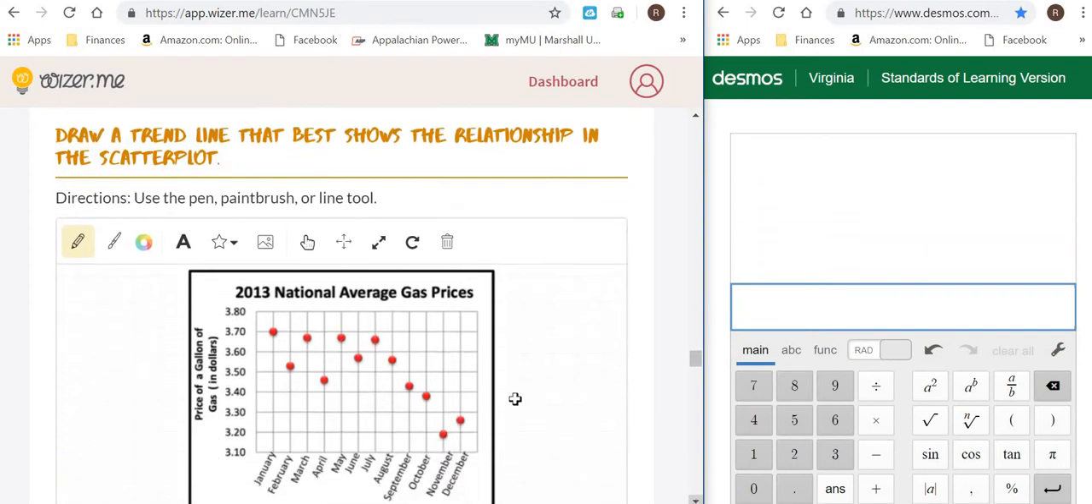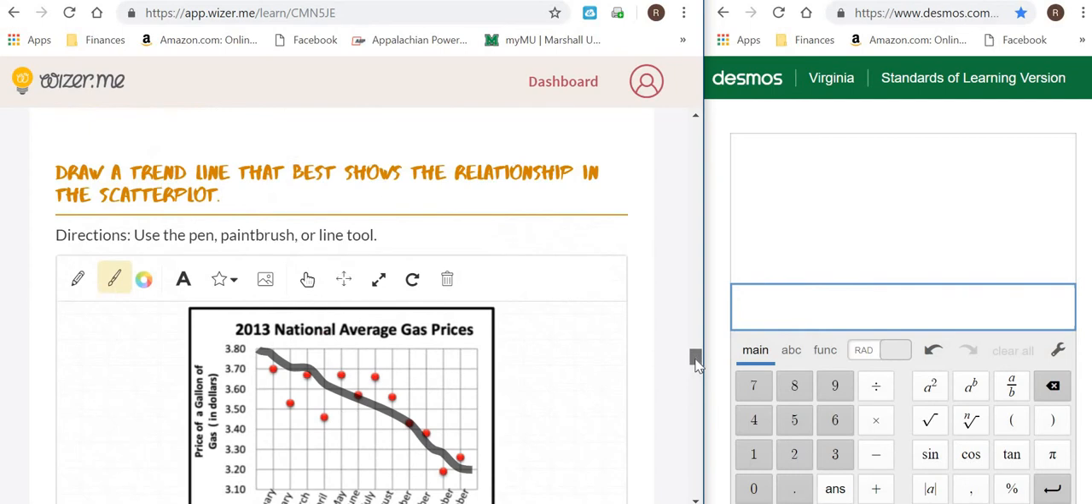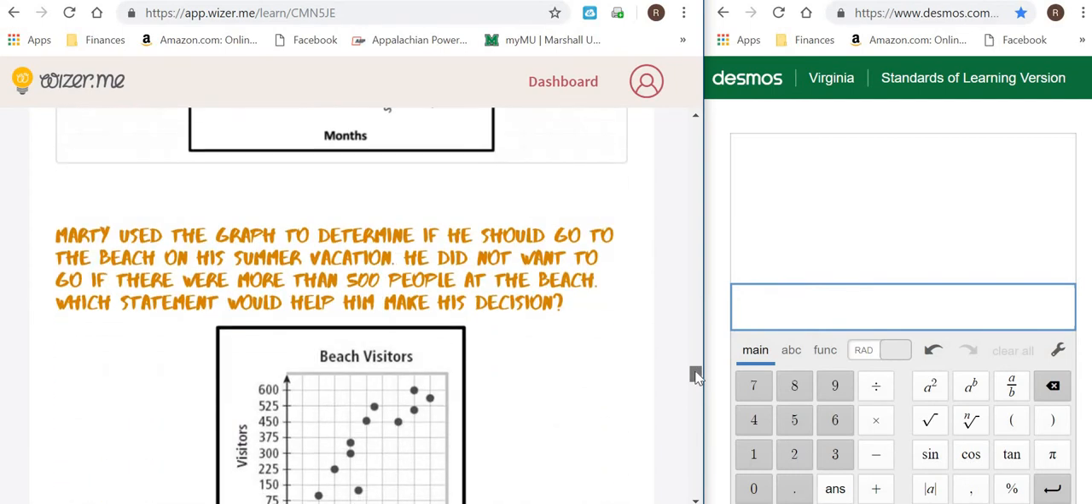It says draw a trend line that best shows the relationship in the scatter plot. So I'm going to look at this. I'm going to think, okay, it starts around here, and I want to go through where I've got an even number of points on the right and left. So I'm going to go ahead and draw. My line isn't pretty good, is it? I'm going to draw a line that should be straight right through there, and that looks like a good trend line to me. And then we're going to look at the next one.